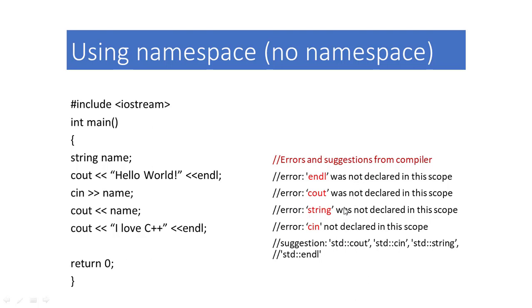from the compiler. Those suggestions include std::cout, which will be for this, std::cin for this, std::string, which is for this, and std::endl. They all belong to the standard namespace. All these objects are from the standard namespace library.